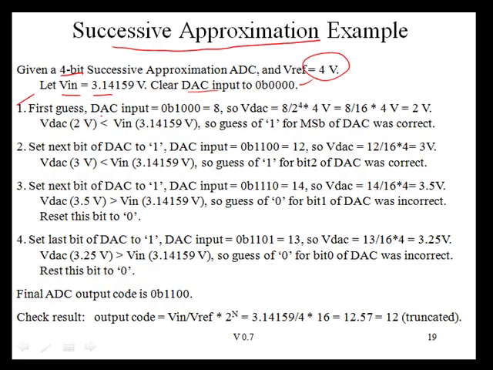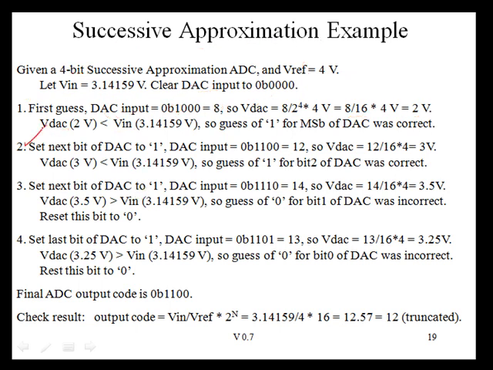So for the first clock cycle, we're going to set the most significant bit to a 1. That means that our DAC value is going to be 8. So the voltage of the DAC is going to be 8 divided by 2 to the 4th, which is 8 divided by 16 times 4 volts. It's going to be 1/2 of VREF, or 2 volts. We see that our DAC voltage is less than our input voltage, so that means that this guess of 1 was correct, so we'll leave that bit as a 1.